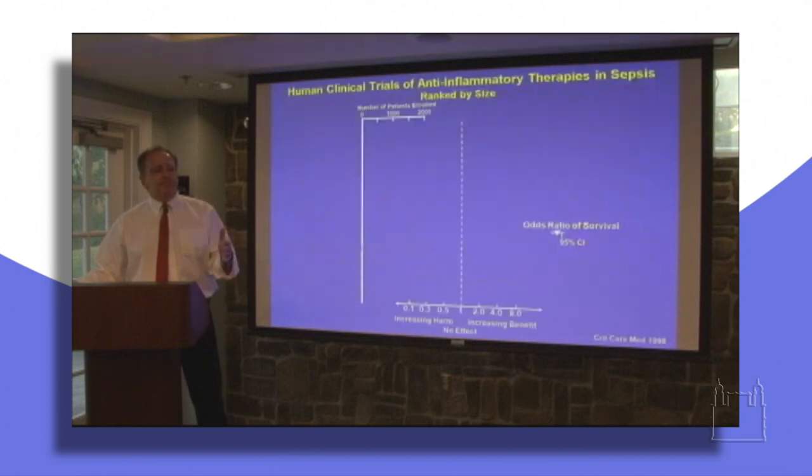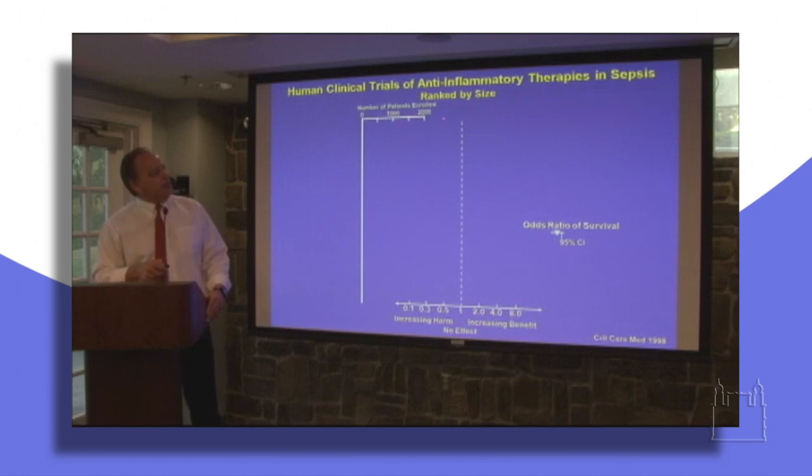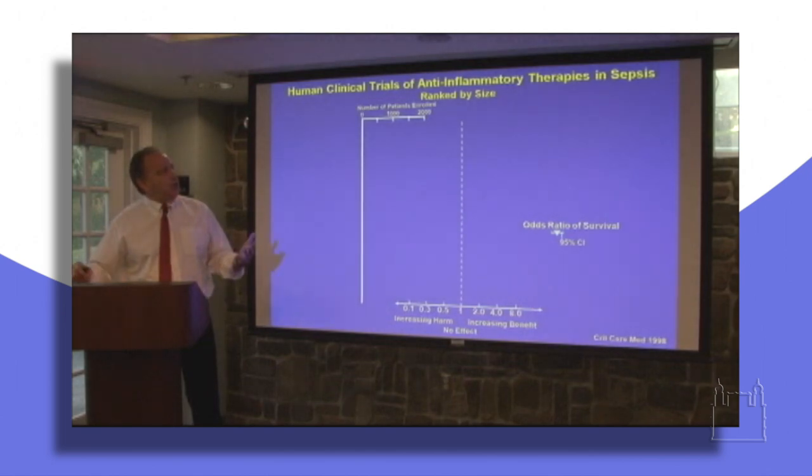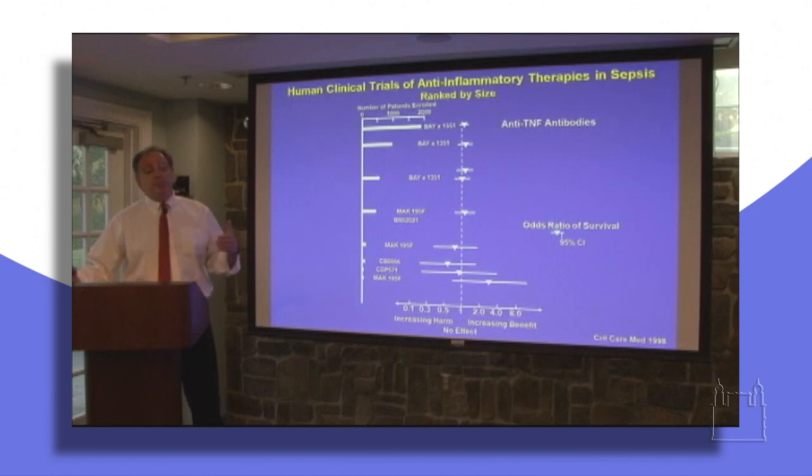Why did they fail? Well, we looked at all the clinical trials of anti-inflammatory agents. And this is my first example of a meta-regression. What I have here is the number of patients enrolled in the study from 0 to 2000. This is the no-effect line. Again, I'm plotting the odds ratio of survival, the probability of surviving if you got the anti-inflammatory agents over the probability of surviving in a septic population that didn't. And here's benefit, and here is harm, and I'm going to show you all the different trials of anti-inflammatory agents that were done in the 1970s and 1980s. And we've updated this, but I'm not showing you that data now, but it still holds true.